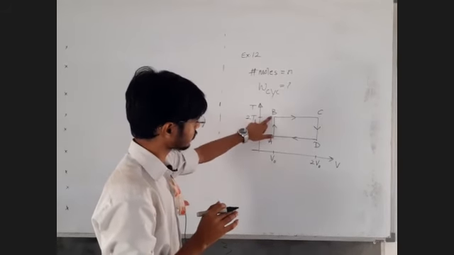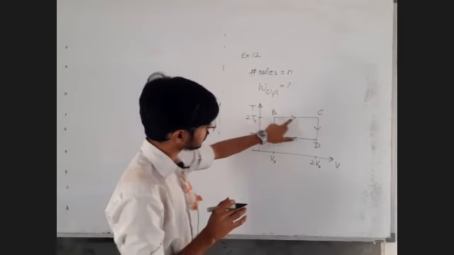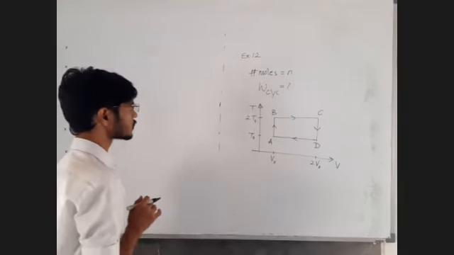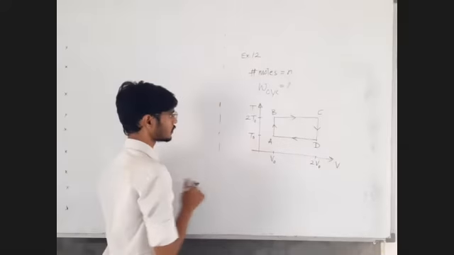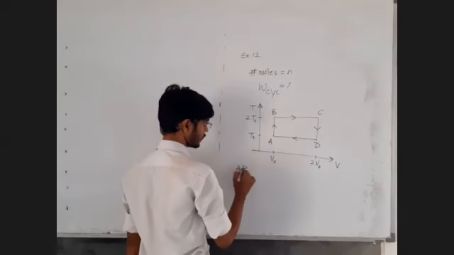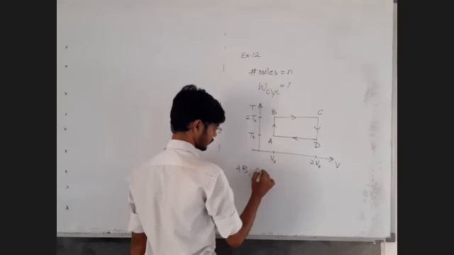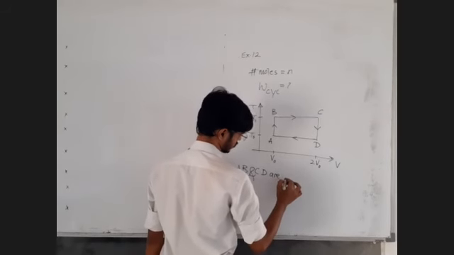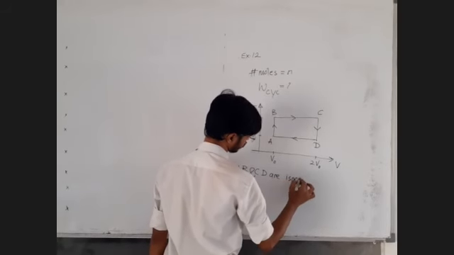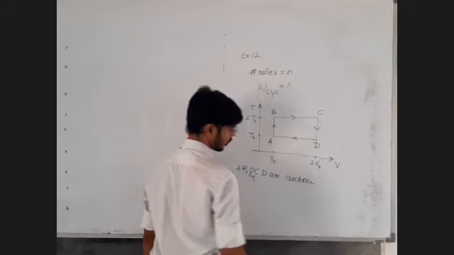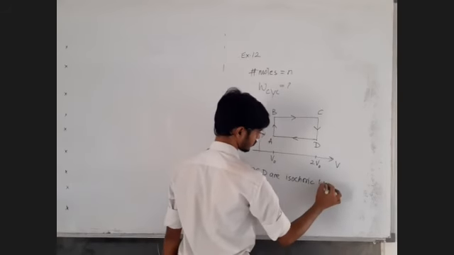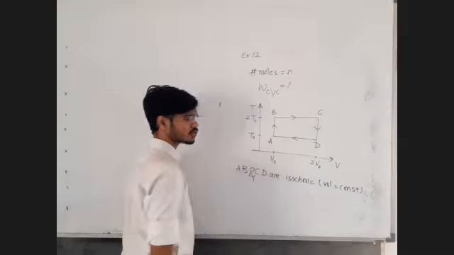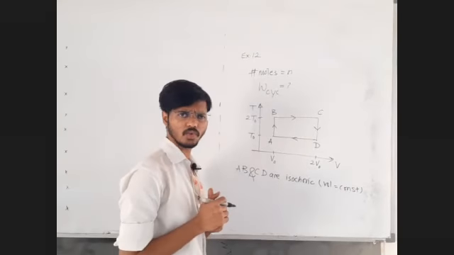A to B is isochoric, volume constant. C to D is also isochoric, volume constant. Okay, sir. It means that A to B and C to D are isochoric, volume constant. So sir, when the volume is constant, no work will be done there.